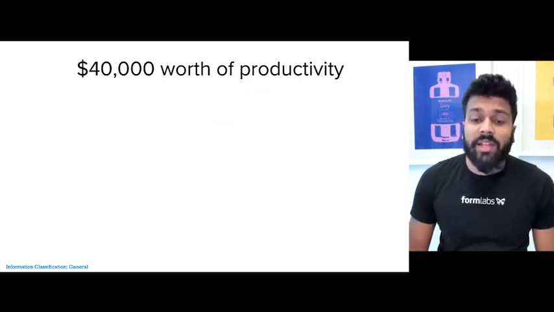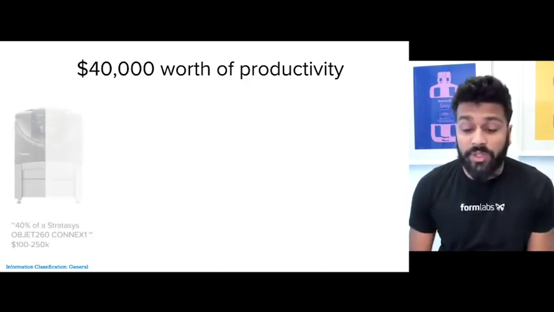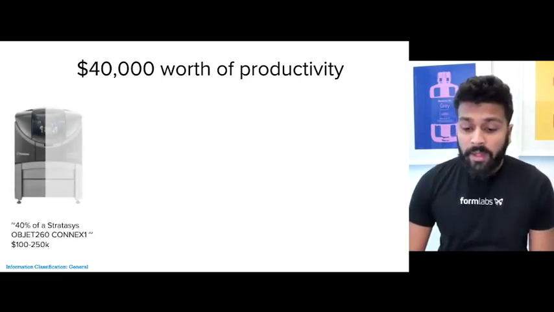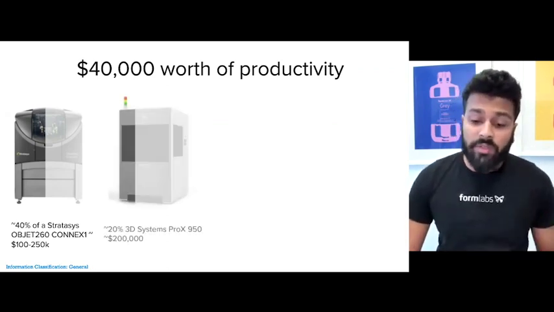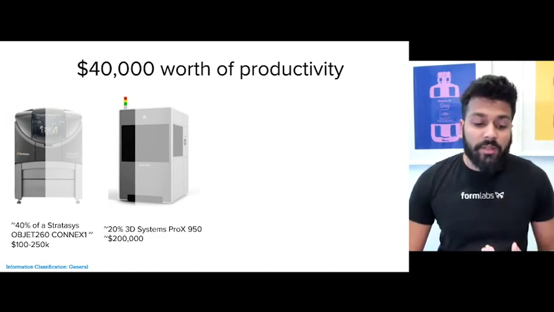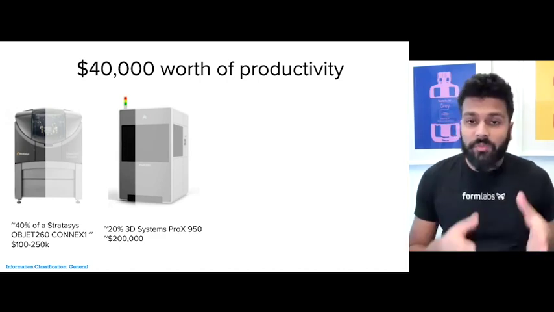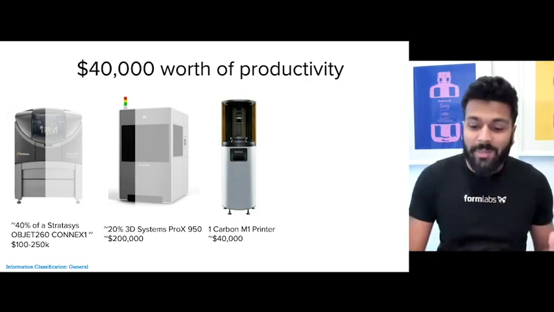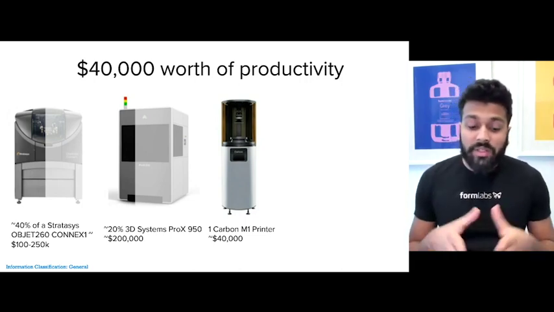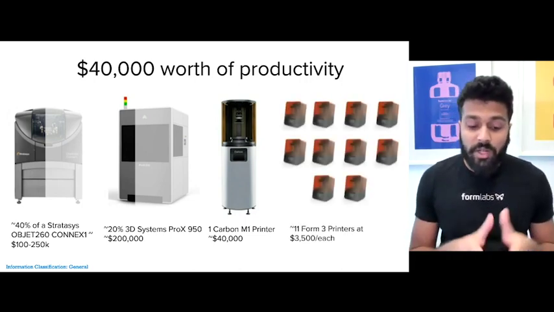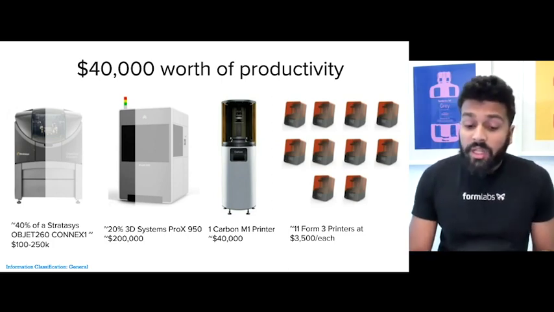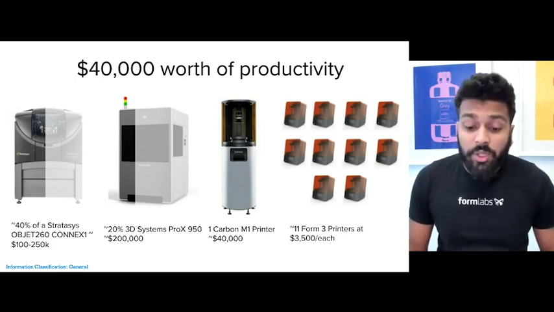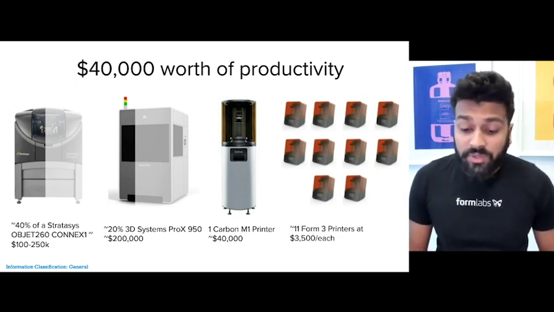Here's the cost of adding that second material for both machines. Another example I want to mention is if you look at $40,000 worth of productivity, with the Stratasys machine that's about $250,000, you can purchase only about 40% of that machine. Compare that to a 3D Systems machine that's about $200,000, you'll get about 20% of that machine. With that same $40,000, you can actually invest in a full Carbon printer. But also with that 40K, you can invest in about 11 Form 3 printers.